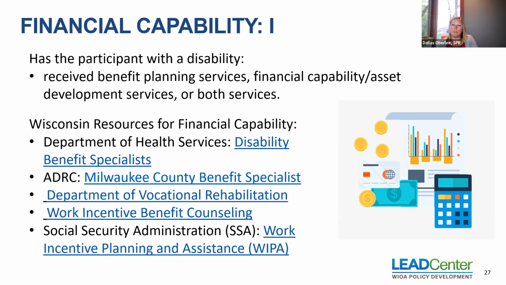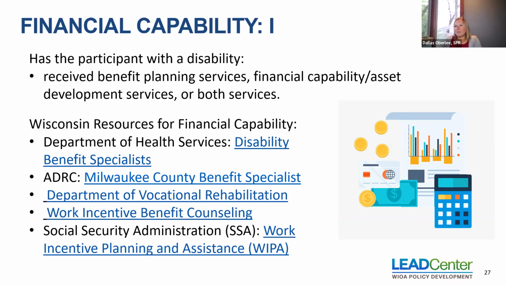I think we've all heard the term benefit cliff, and this is definitely where it plays in. If somebody is receiving benefits and they're not quite sure how much they can work before it kind of messes with some of their benefits, that's where some of those benefit planning will really help an individual. The financial capability and asset development services, that's really like financial literacy, financial management, things such as opening a savings or checking account, understanding your credit score and debt, how are they managing personal budgets. So these are all kinds of things that fall under that financial capability and asset development.